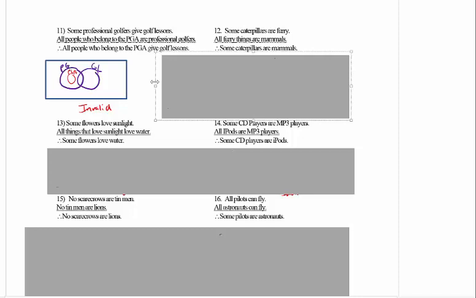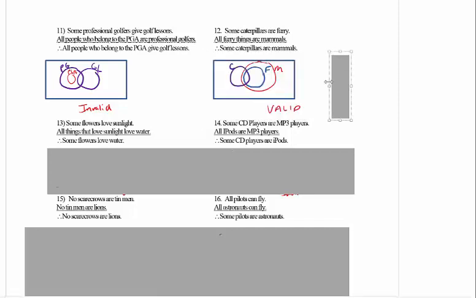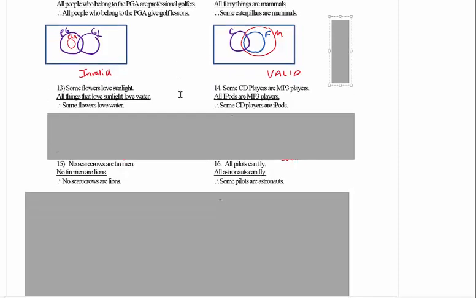Because remember, you want to make it the opposite of that piece. Some caterpillars are furry. That means they overlap. All furries are mammals, so furry has to be inside the mammals. There's no choices on here other than to draw it in this way. Yes, you could put the caterpillars inside, but that still would be some, because to be the opposite, you would have to say none of them. So this one would be valid. There's no big choice to draw that piece.